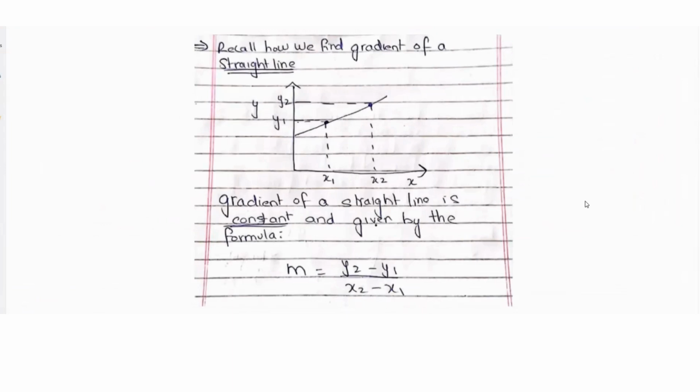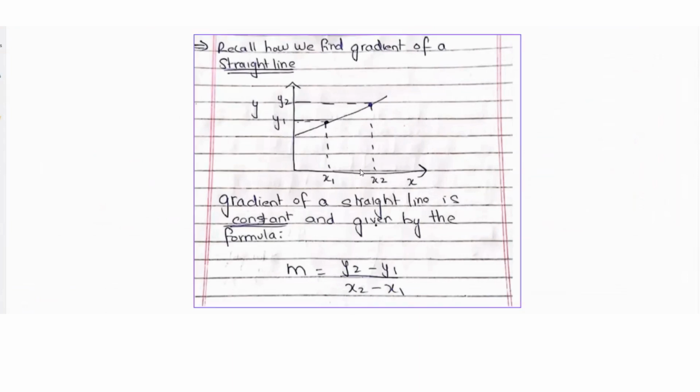For this, let's first recall how do we find the gradient of a straight line. Now we know the gradient of a straight line is constant and we can find it using the following formula: y2 minus y1 by x2 minus x1. So we take these 2 points and using this formula, we can find the gradient of a straight line, which is constant.